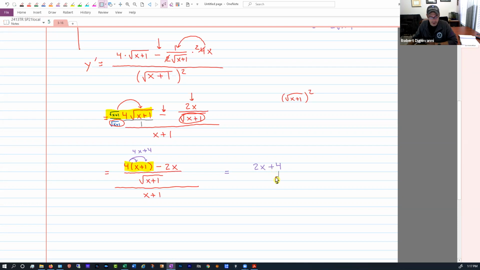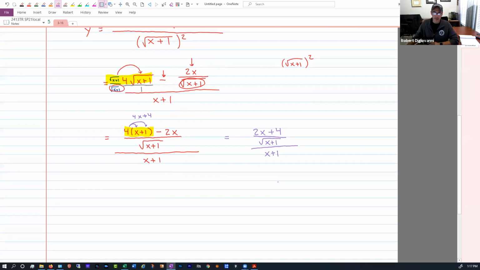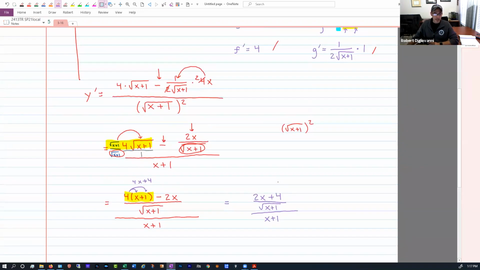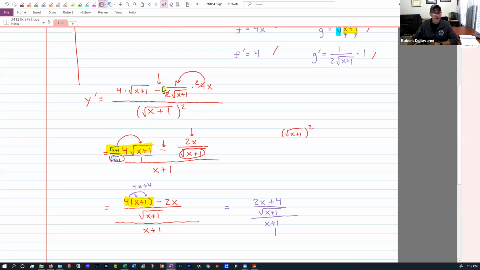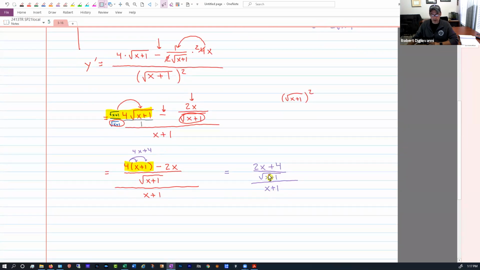Yeah. Okay. Over the common denominator, square root of x plus 1, all of that still over x plus 1. It looks better, doesn't it? I mean, it definitely looks better than it did up here, but it's still pretty bad. I mean, you got a fraction on top of a fraction, right?